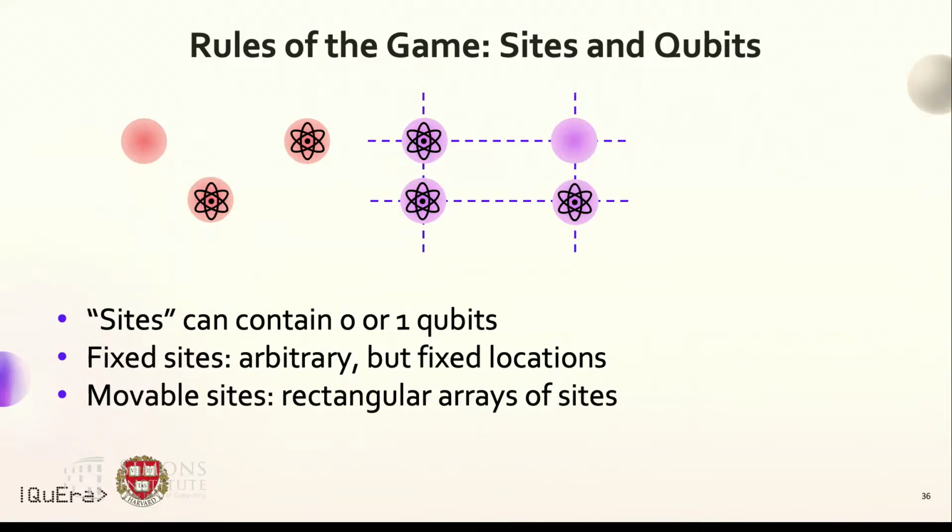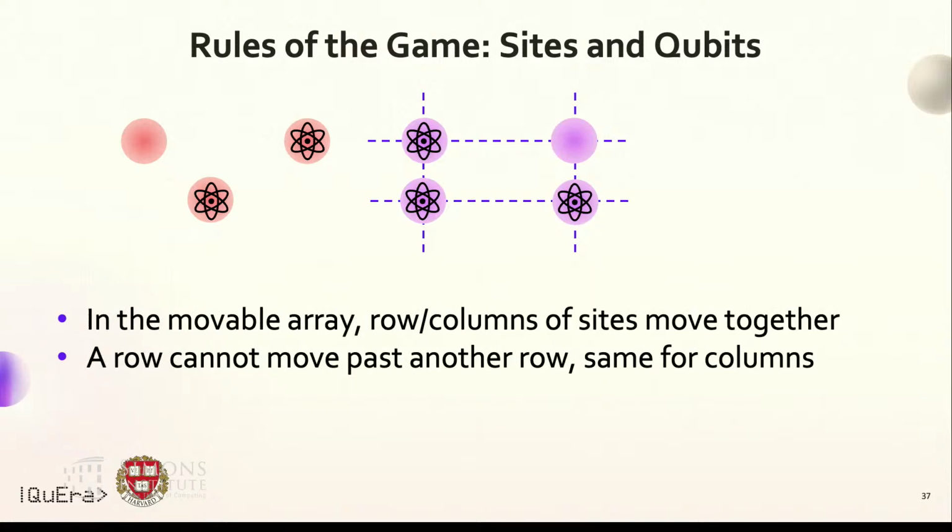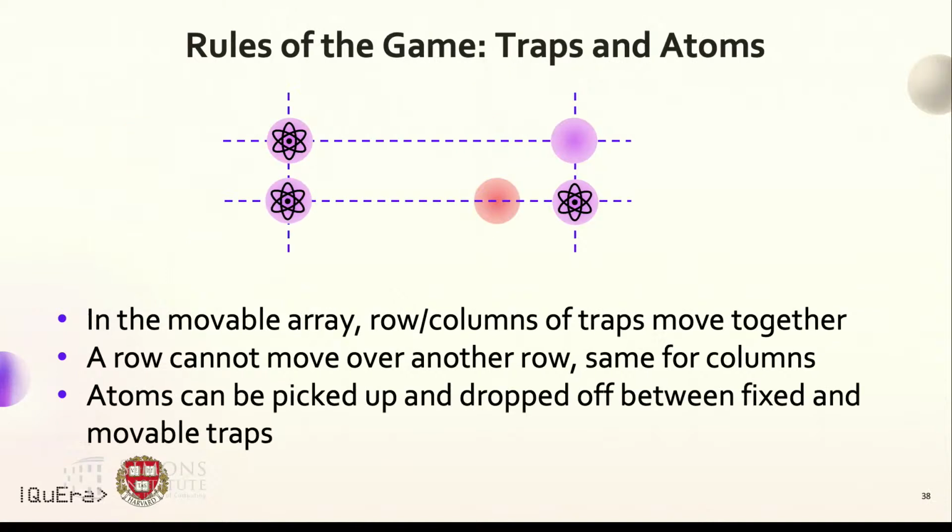Then you have these movable sites. Because of the current hardware constraints, you can only do these in parallel in rectangular subarrays. But a subarray also doesn't have to be completely filled, right? So you can have some sites that are empty, and we'll just be picking up these free atoms and moving them. When we move them, the rows and columns move together, but a row cannot move past another row, and the same for the column. This is because you might expect them to collide. It might not be true in the future, but at least at the current stage, that's what it is.